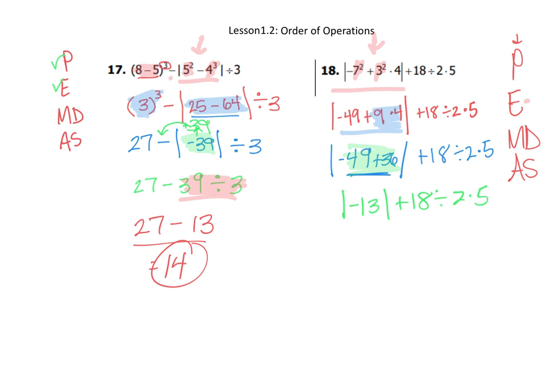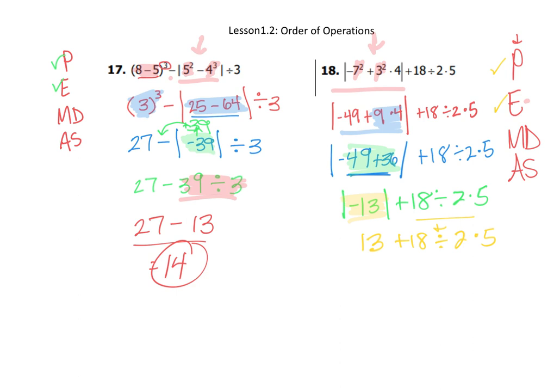Okay, now what is the absolute value? We need to finish this off. What is the absolute value of negative 13? Well, it's going to come out as positive 13. And then we're going to bring plus 18 divided by 2 times 5 down. So we've done parentheses and exponents. Now whatever multiplication or division we have, we work from left to right.